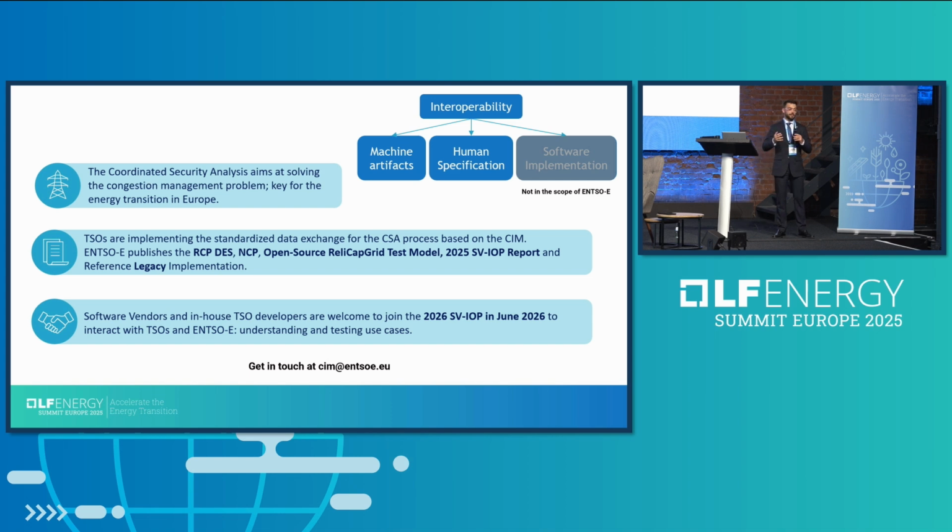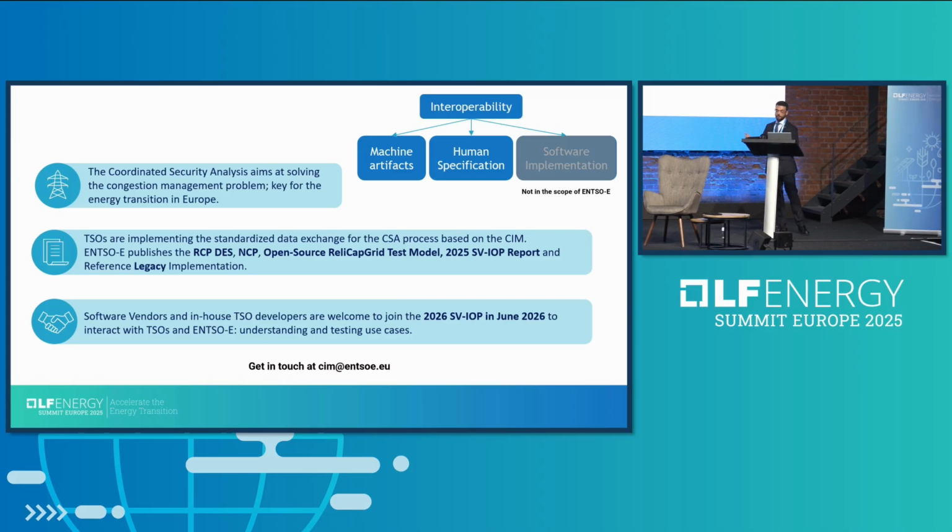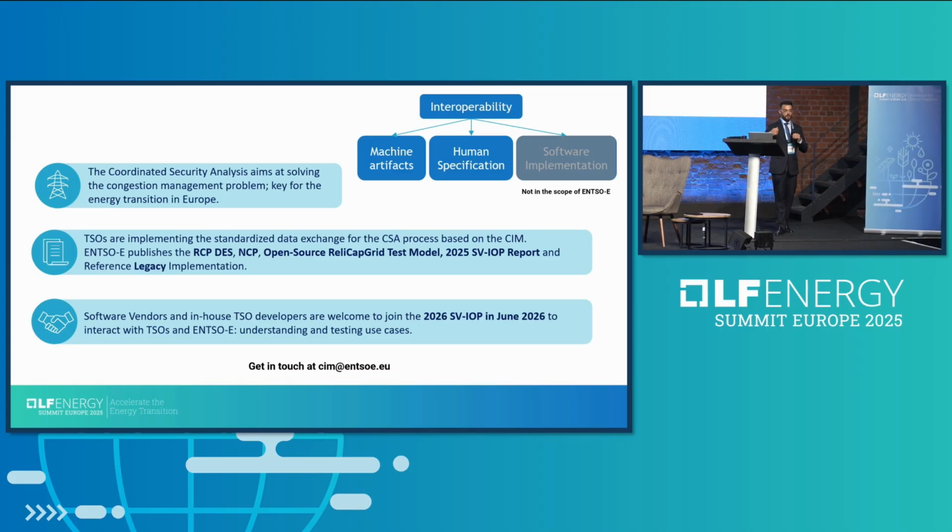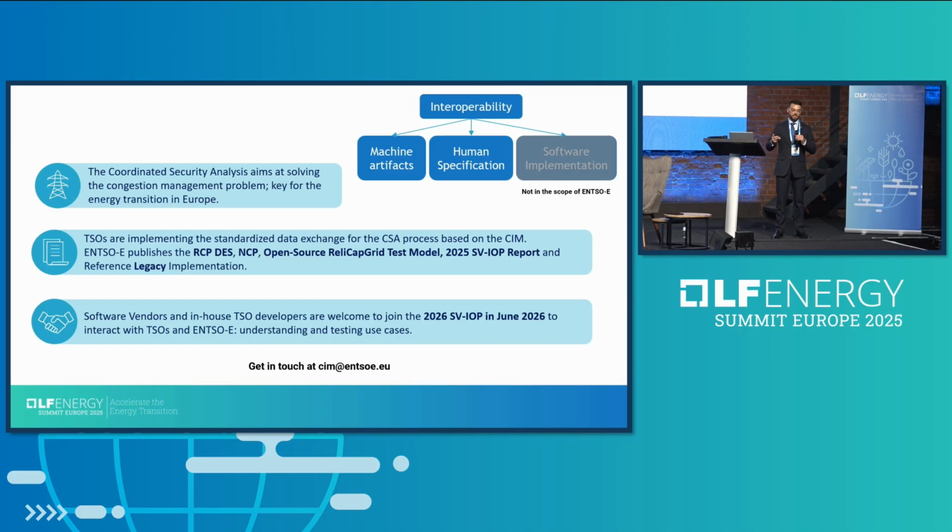This is why today I will present the 4 deliverables that we are soon delivering that will try to make your life easier. This is a report, what is called the Standard Vetting IOP report from this year. We are delivering also a test model under open source license. We are delivering an enhanced data exchange standardization and a CIM-based set of profiles.